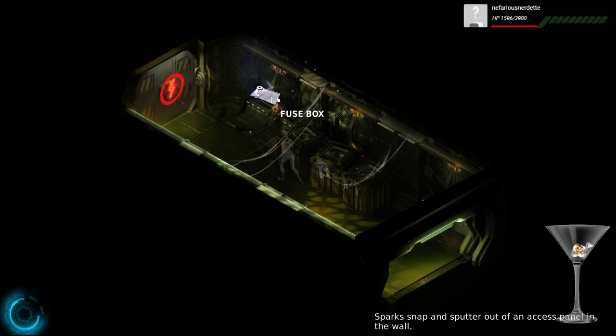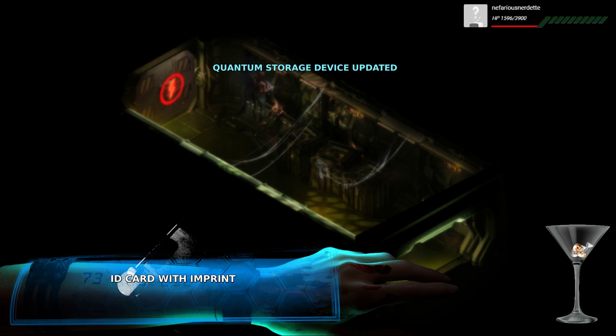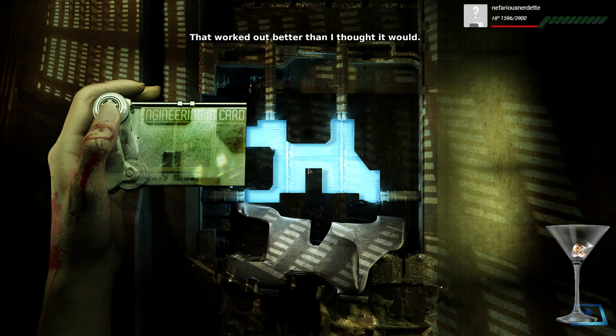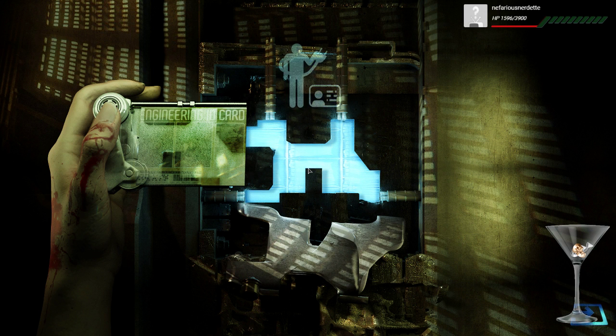You want me to put this in the fuse box now? Oh, sure. Why not? ID card with imprint. Better than I thought it would. Oh. What?